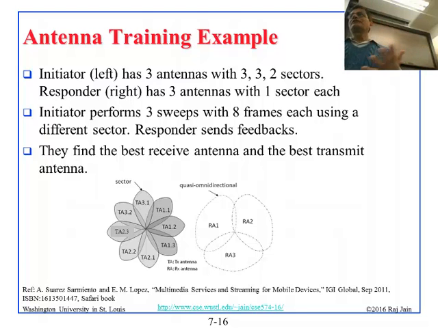So we try all possible combinations. First we exchange: I have 3 antennas with so many sectors, and this one says I have so many antennas with so many sectors, and they say, okay, let's do this many exchanges.